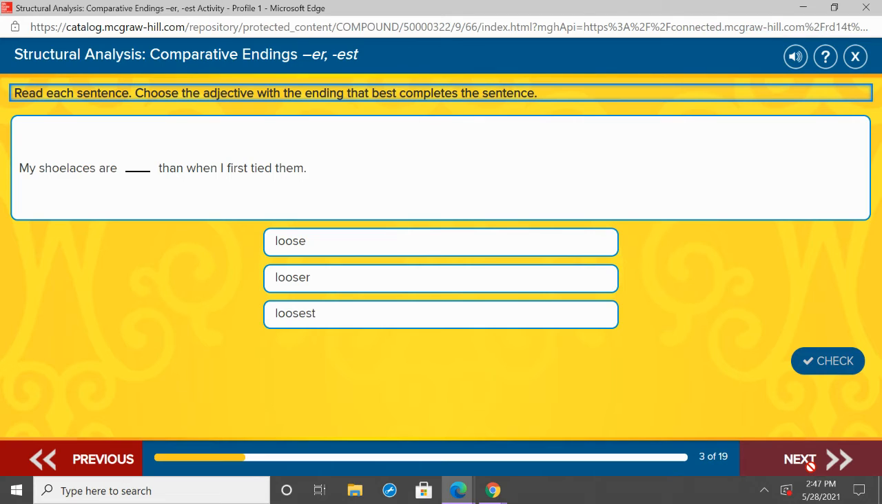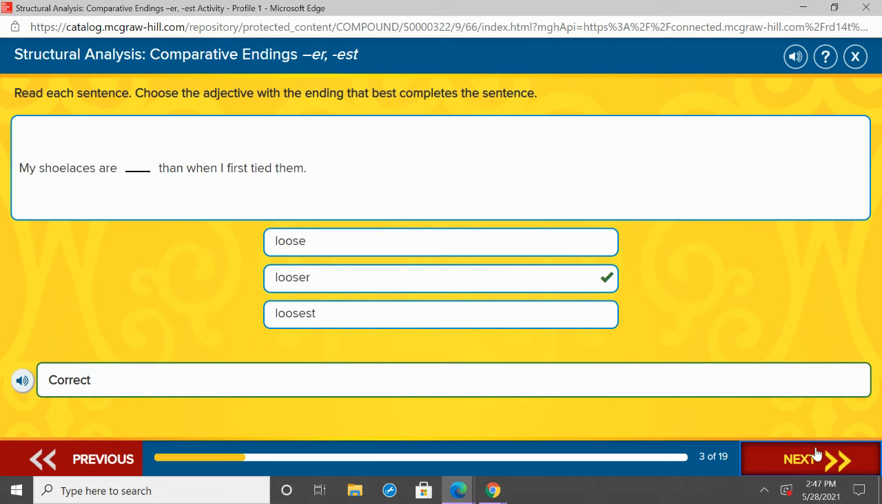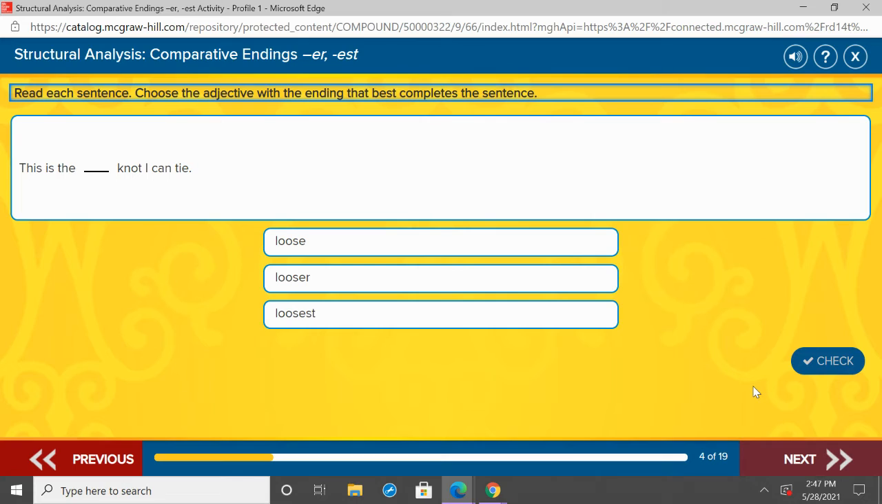So we need to look at LOOSE. Well, it ends with an E, so we drop that E and then add our ending. So we drop that E and then add our ending ER. My shoelaces are looser than when I first tied them. Good job.